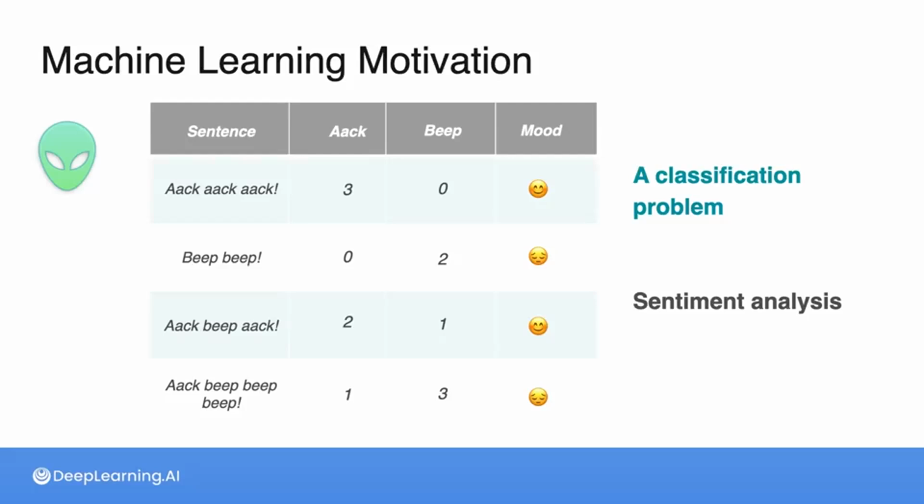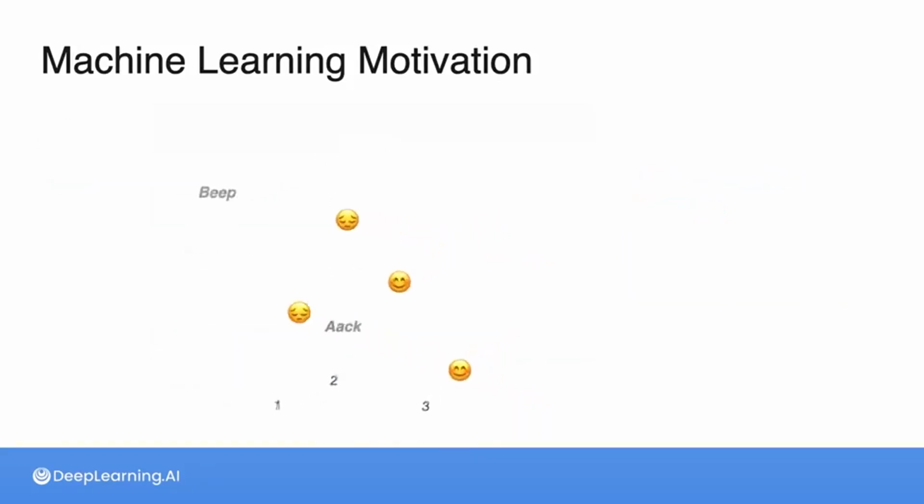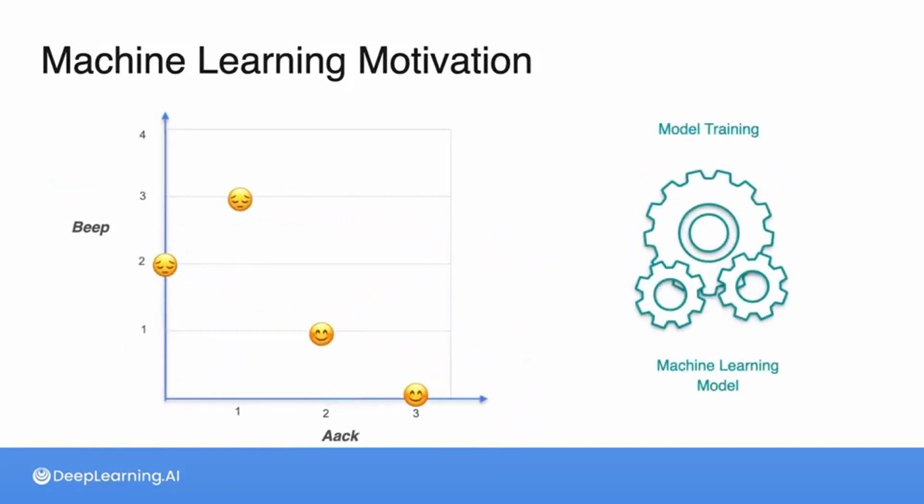But everything works nicer with a plot. So let's make a plot of each of the sentences. In the horizontal axis, you have the number of times the word ak appears, and in the vertical axis, you have the number of times beep appears. And what's a model this time? Well, again, it's going to be a line. Let's say this line. Well, this line doesn't do very well. The idea of the model is to be able to classify or to split apart the happy points and the sad points. So for example, here's a better model.